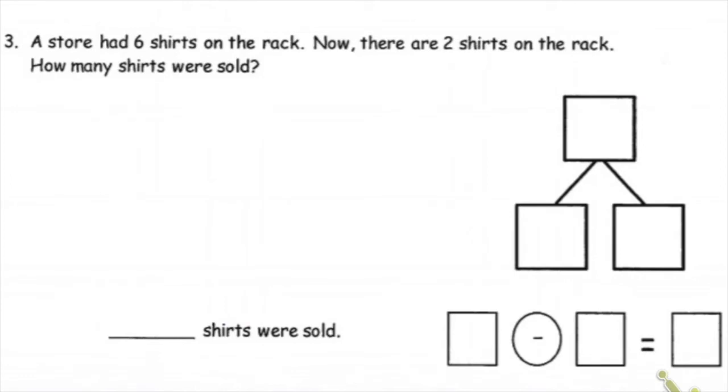All right, boys and girls. So number 3, we're going to read that together. Number 3 says, a store had 6 shirts on the rack. Now there are 2 shirts on the rack. How many shirts were sold?